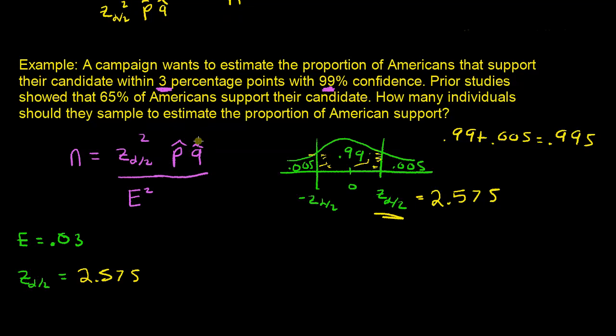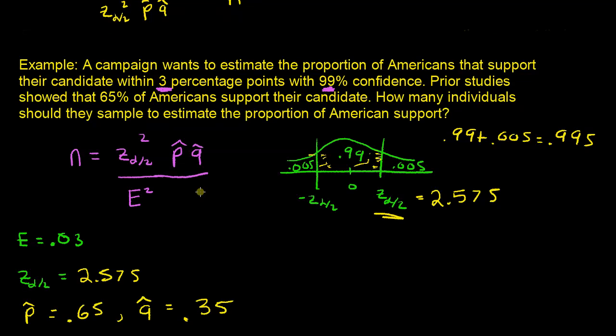P hat. They gave us prior studies show that 65% support their candidate. So then p hat would be 0.65. Q hat is 1 minus p hat, so 1 minus 0.65, which would be 0.35.